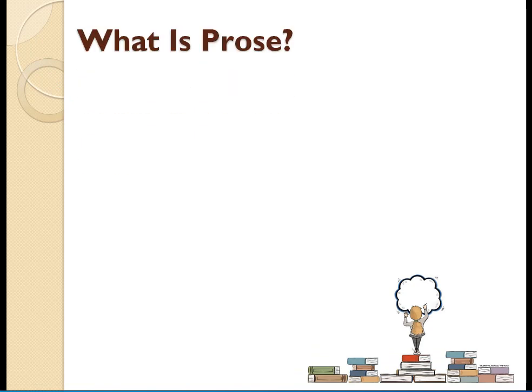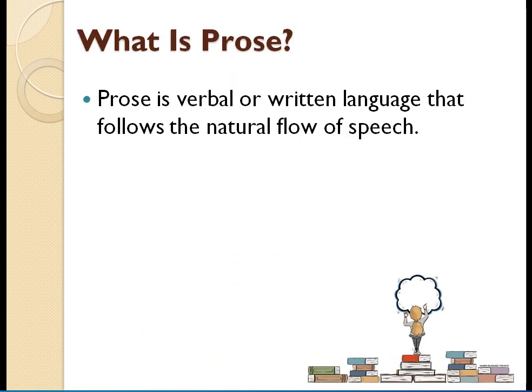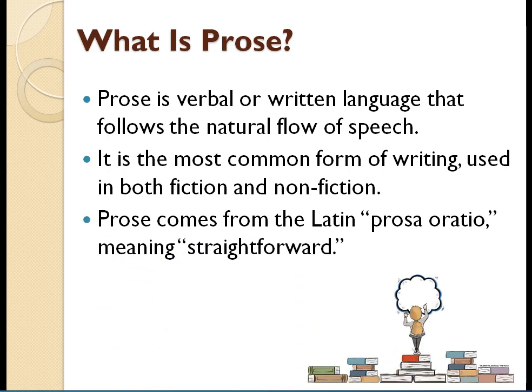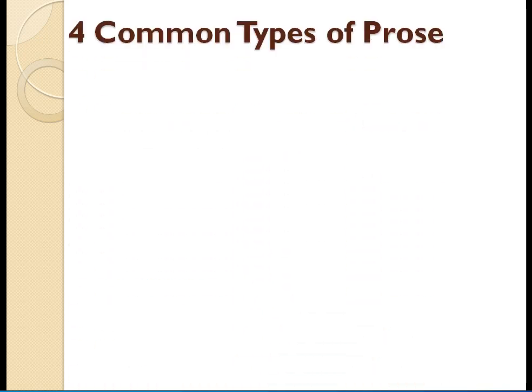What is prose? Prose is a verbal or written language that follows the natural flow of speech. It is the most common form of writing used in both fiction and nonfiction. Prose comes from the Latin prosa oratia, meaning straightforward. There are four common types of prose.